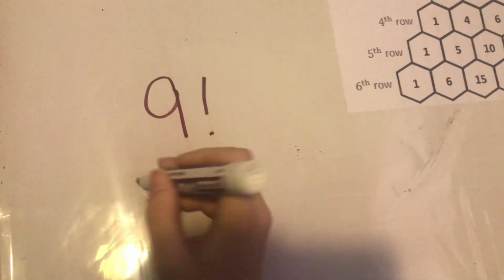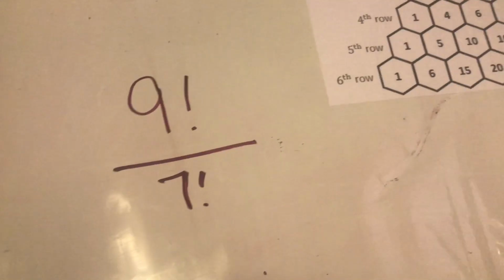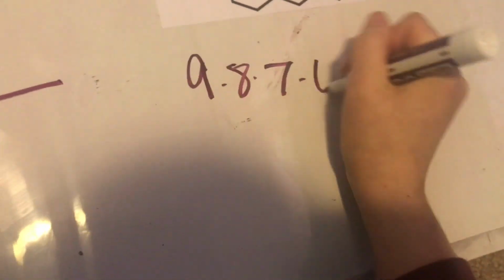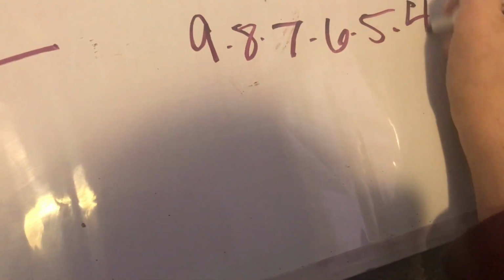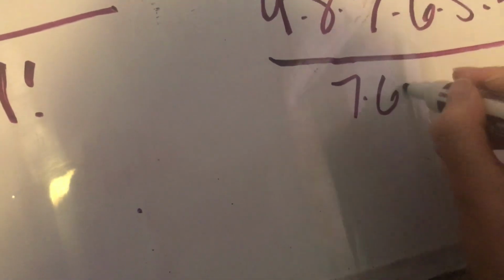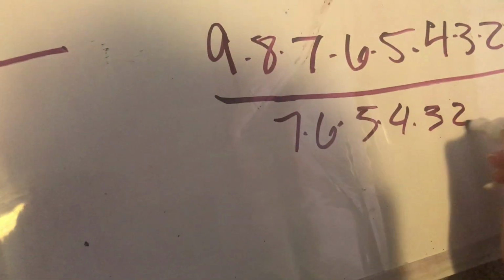With what we will be doing next, let's try dividing factorials. So say we have 9 factorial divided by 7 factorial. Now, this might seem like it's the harder way to go about this, but in all reality, this will be the easiest way because we will be simplifying. So, you want to write 9 times 8 times 7 times 6 times 5 times 4 times 3 times 2 times 1, all divided by 7 times 6 times 5 times 4 times 3 times 2 times 1.